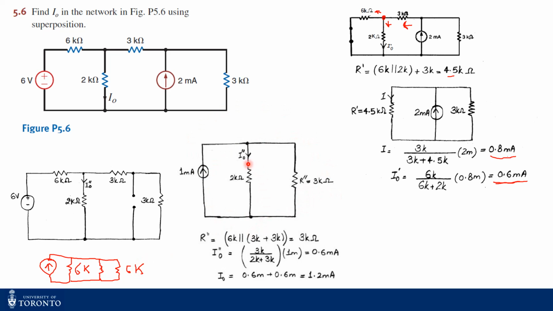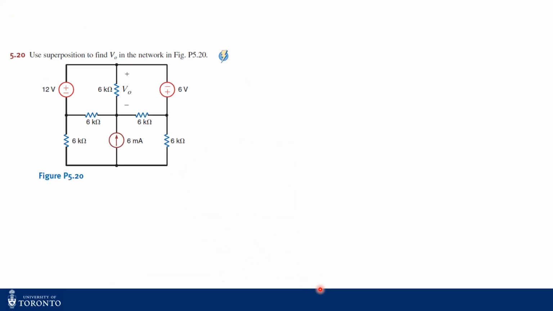Now what should be the contribution of I naught double prime? So this 1 milliampere will be divided between these two branches. So we use current divider rule and find out that I naught double prime is basically 0.6 milliampere. So what should be my net I naught? I naught should be 0.6 milliampere, which is from the voltage source, summed up with the another 0.6 milliampere, which is coming from the current source, and the net current is basically 1.2 milliampere.